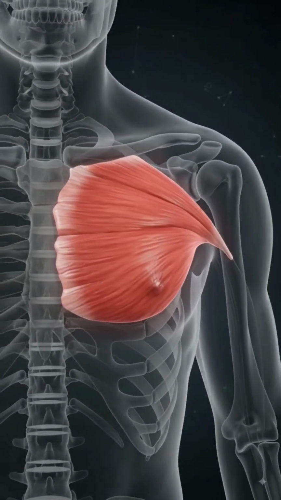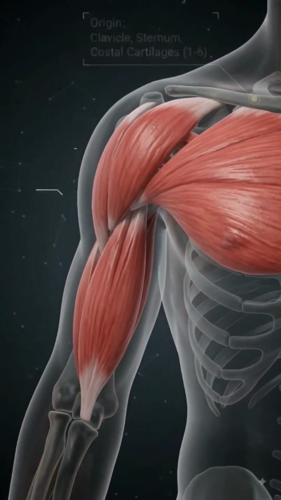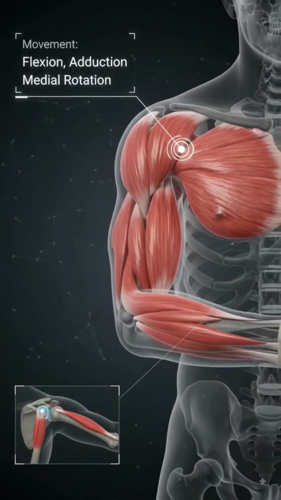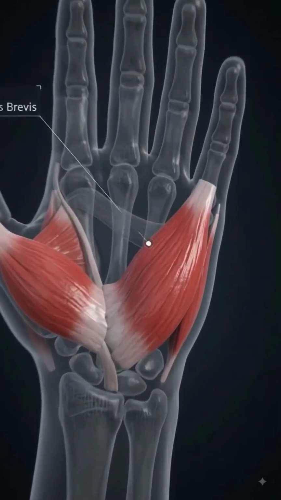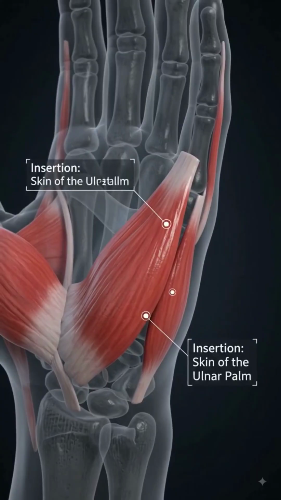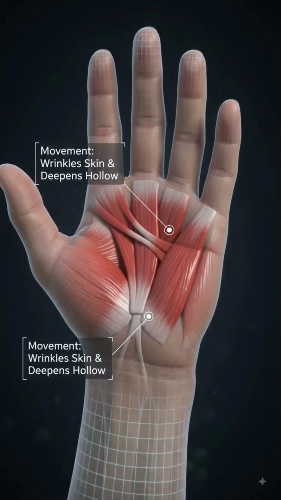The pectoralis major is a thick, fan-shaped muscle. It originates from the clavicle, sternum, and costal cartilages, inserting into the humerus. It flexes, adducts, and medially rotates the arm. Palmaris brevis. Origin, palmar aponeurosis and flexor retinaculum. Insertion, skin of the ulnar palm. Movement, wrinkles the skin of the palm and deepens the hollow of the hand.